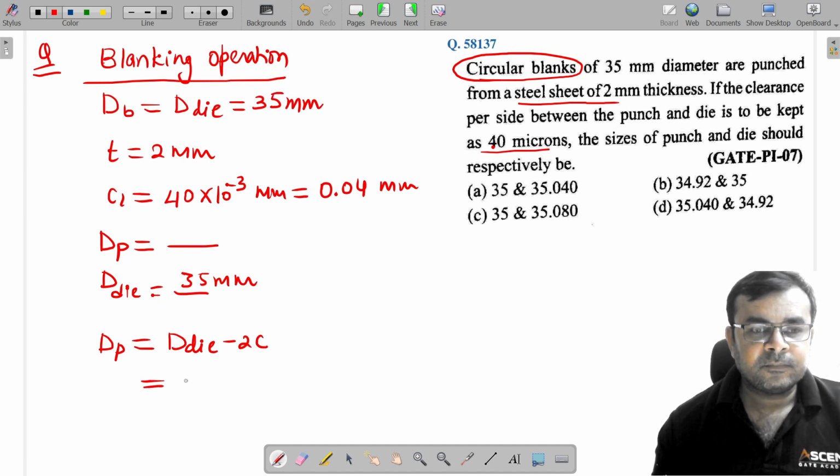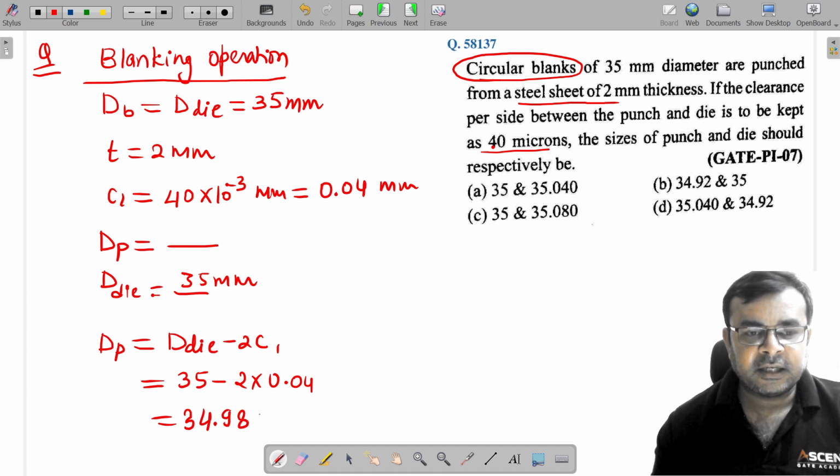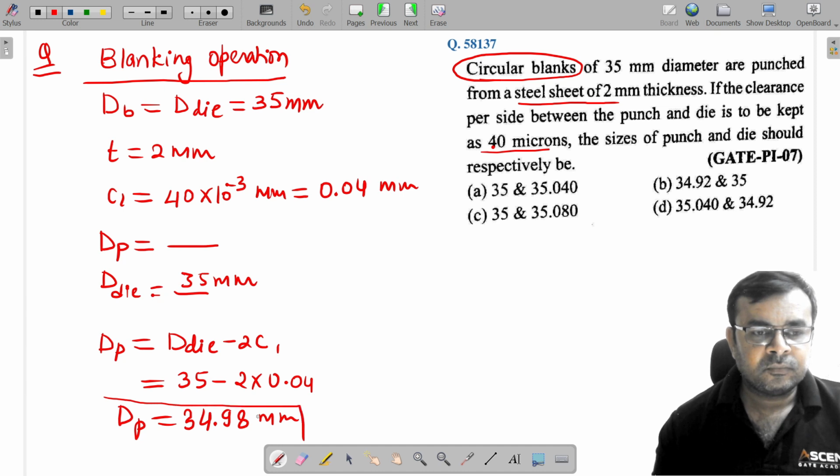So this is 35 minus 2 into 0.04, this is 2c. So simply it can be written as 34.98 mm. This is the diameter of the punch. So first we need to give the answer of the punch.